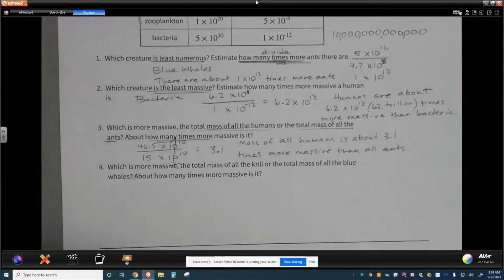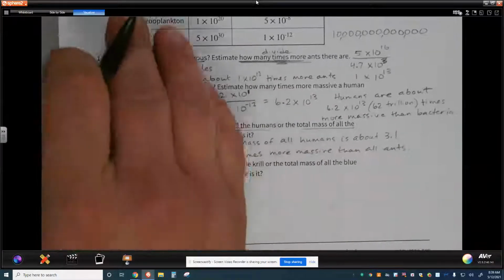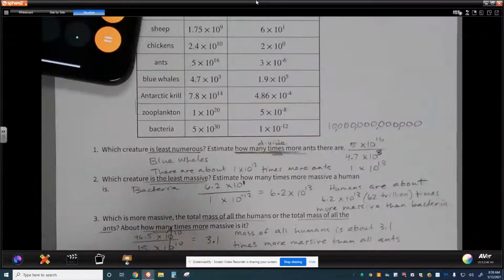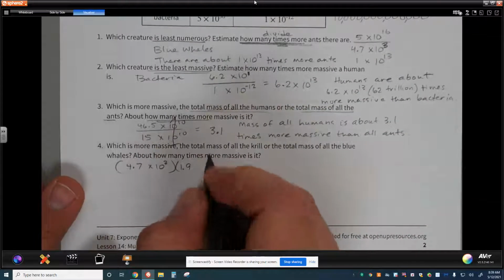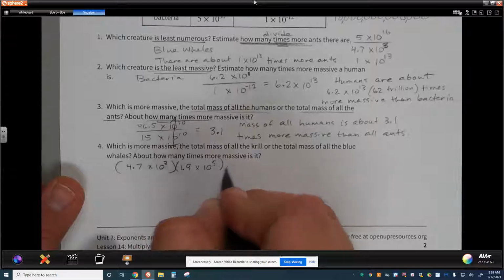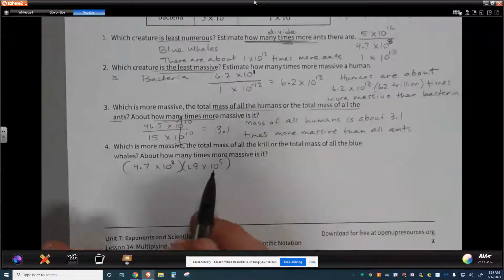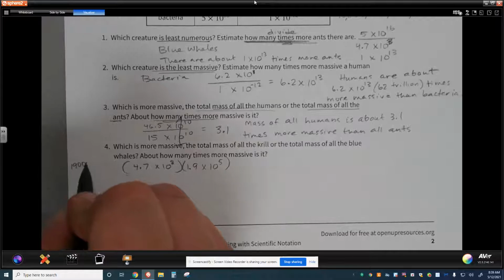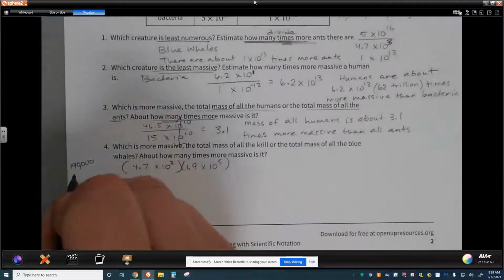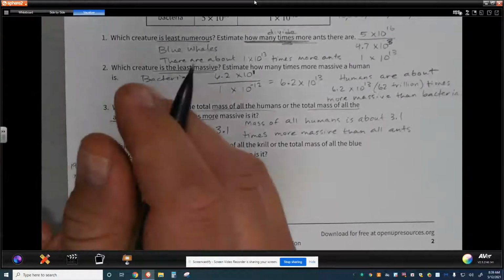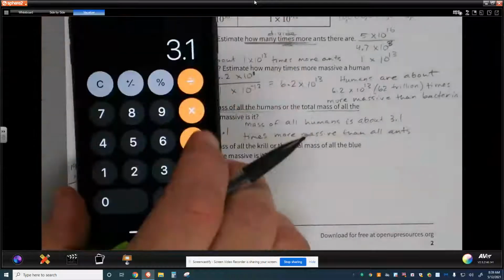So which is more massive, the total mass of all the krill or the total mass of all the blue whales? We would do the exact same thing here that we just did with the previous problem. All the blue whales, 4 and 7/10 times 10 to the third, and then multiply that by their total mass, 1 and 9/10 times 10 to the 5th power. And just in case you really want to know how big a whale is, that's 190,000 kilograms, sorry. Multiply that by 2 and 2/10, and you're looking at the weight of a blue whale.